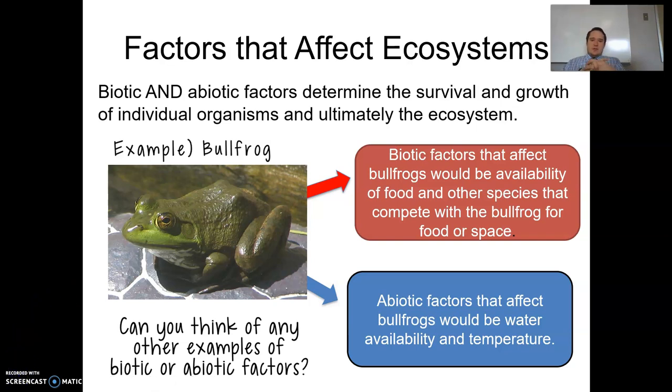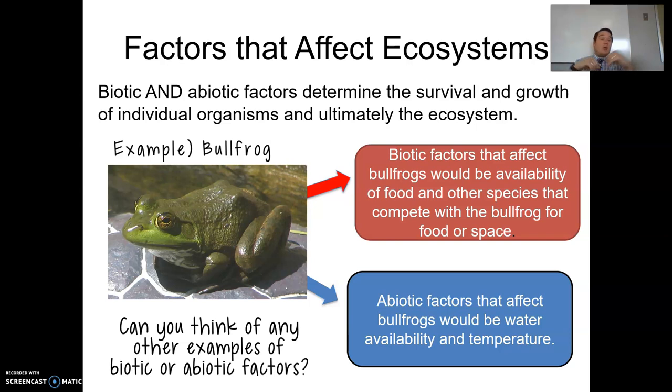Okay, so you should have taken a few moments to think of any other biotic or abiotic factors. Other biotic factors would be maybe the availability of a mate. So is this bullfrog going to be able to have offspring? That's a biotic factor. Now, abiotic factors, it could be water availability and temperature are really the big ones. But anything that is not living that is going to factor this bullfrog, so pollution in the water.